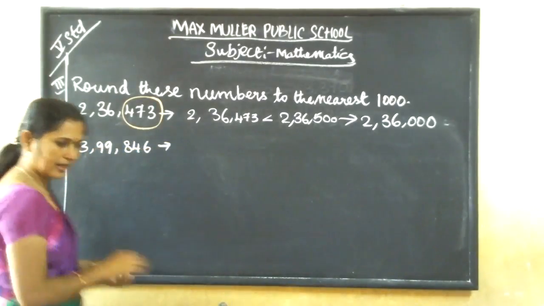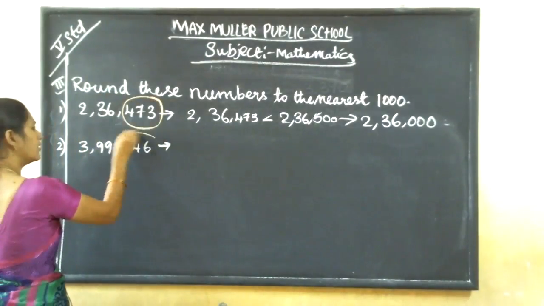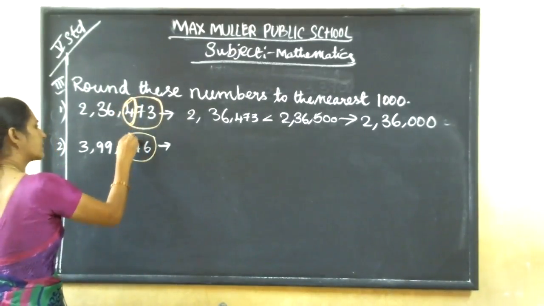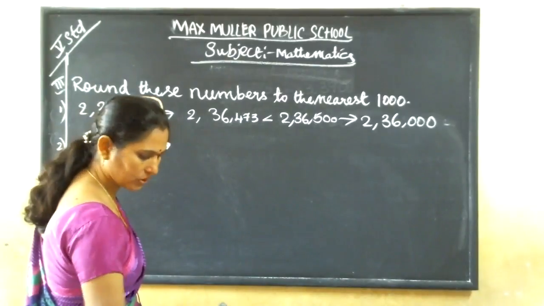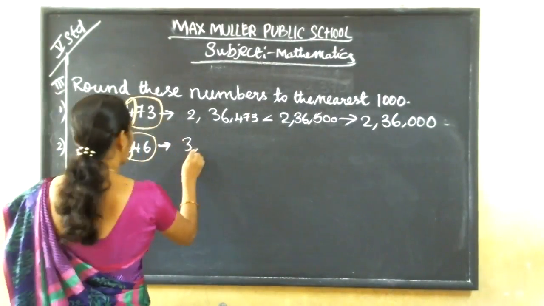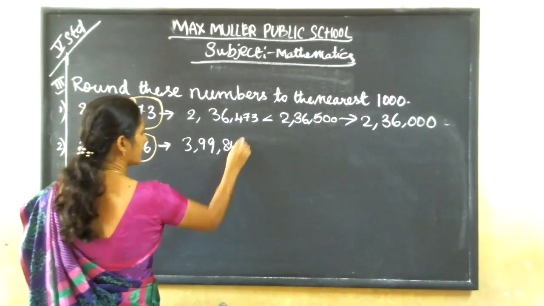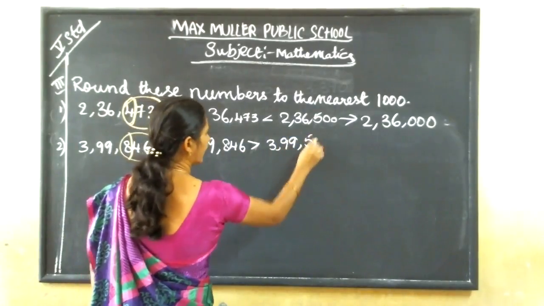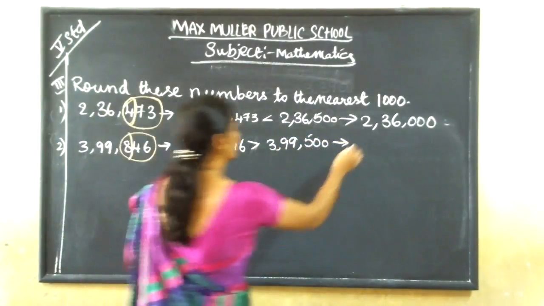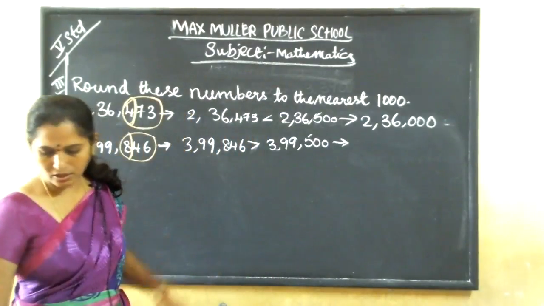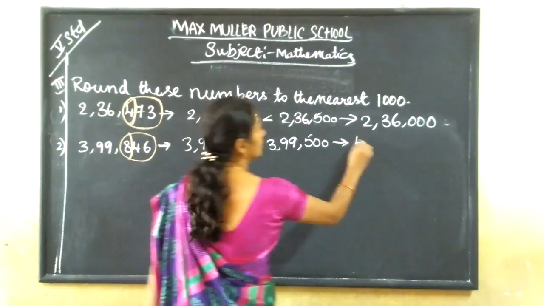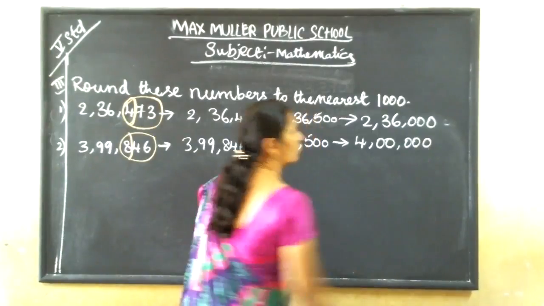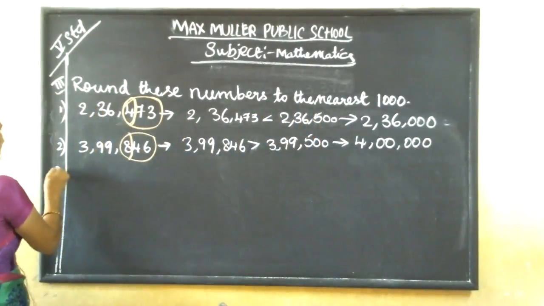3,99,846. Here we have to see this column only, the hundreds column. What number is there? That only we have to concentrate on now. So 3,99,846 is greater than 3,99,500. So what will become now? 4 lakhs. Next, thousand is 99 after 4 lakhs. Got it? Next, third one.